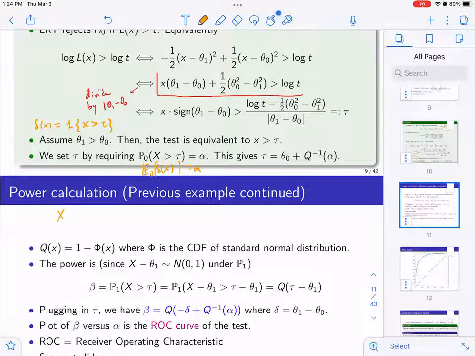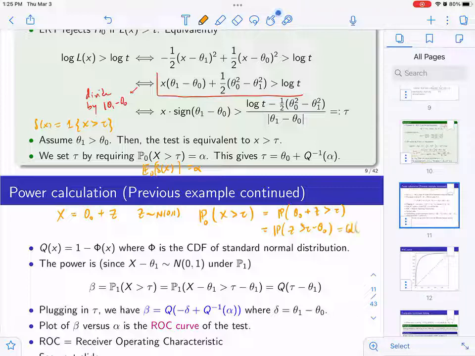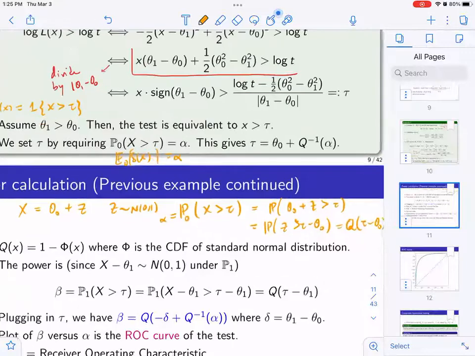So let's say x under the null is theta naught plus z, where z is standard normal. So the probability under the null that x is bigger than tau is equal to the probability that theta naught plus z is bigger than tau, which is the probability that z is bigger than tau minus theta naught. And this I'm calling Q. The Q function is the complementary CDF for a standard normal. Q of tau minus theta naught. So if I set this equal to alpha, I can apply the inverse of the Q function. I get Q inverse of alpha plus theta naught. So that's the threshold that I get.